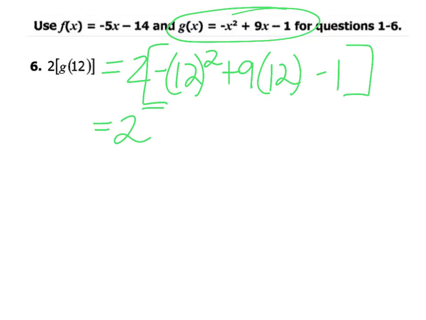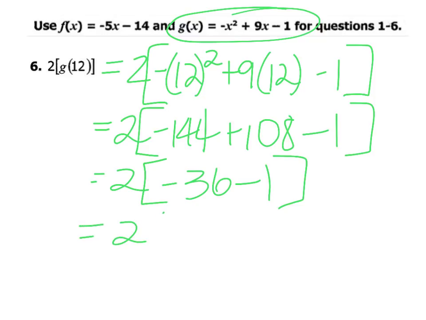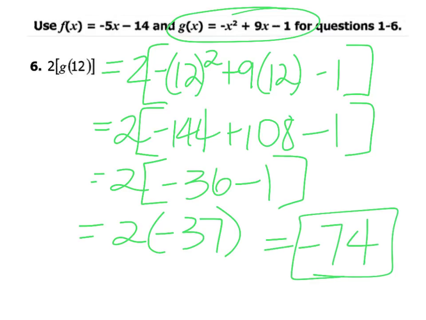So it's 2 times, we solve what's inside the brackets first. Negative 144 because we squared 12 and then added the negative, plus 108 minus 1. Now negative 144 plus 108 is going to give us 2 times negative 36 minus 1. 2 times negative 37 is going to give us negative 74. So negative 74 is our answer. You could have just solved for g of 12 and then multiplied your final answer by 2. It's essentially the same process.